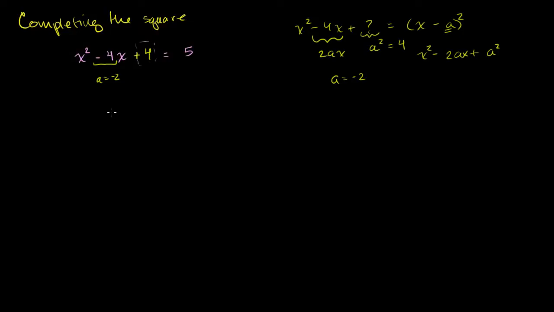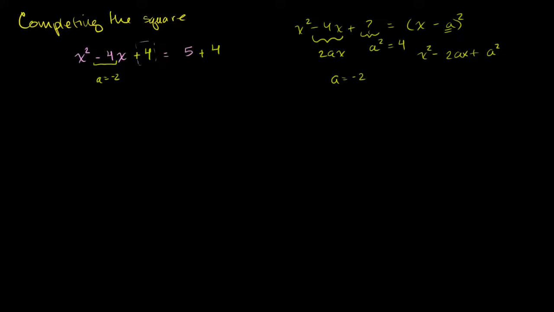Now, from the very first equation we ever did, you should know that you can never do something to just one side of the equation. You can't add 4 to just one side of the equation. If x squared minus 4x was equal to 5, then when I add 4, it's not going to be equal to 5 anymore. It's going to be equal to 5 plus 4. We added 4 on the left-hand side because we wanted this to be a perfect square. But if you add something to the left-hand side, you've got to add it to the right-hand side.